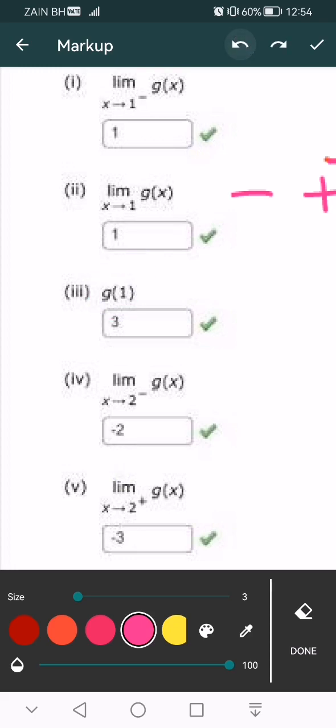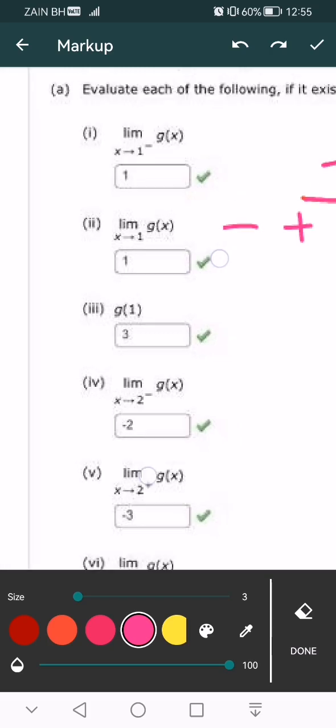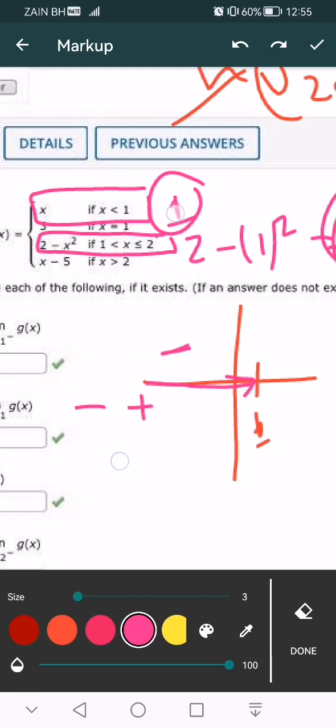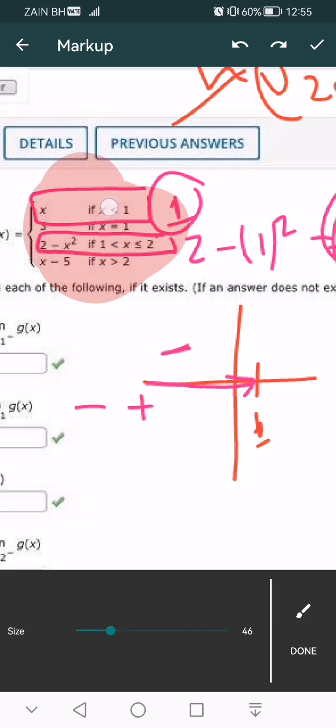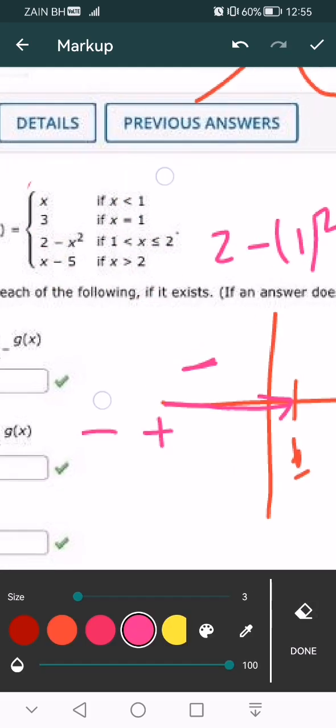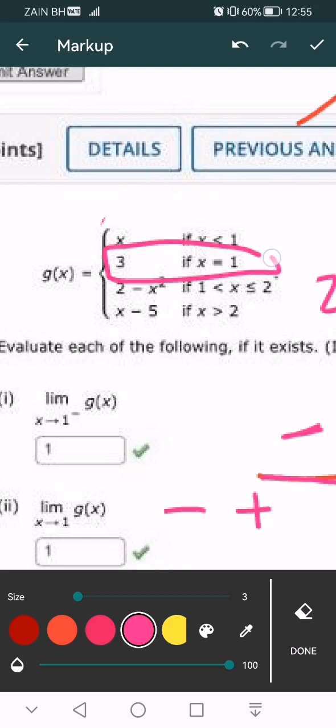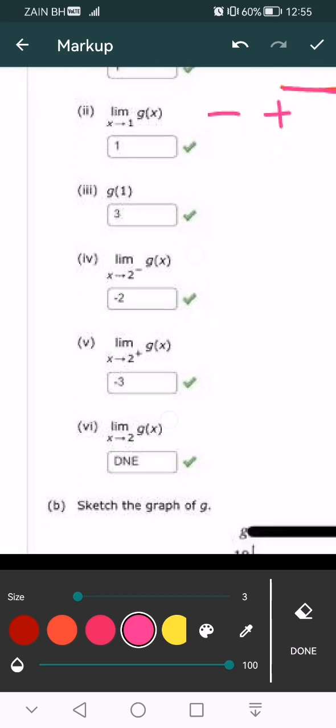I see limit and x, and g of 1 here. G of 1 means at 1, meaning x is equal to 1. Equal, not approximate, not approach, not less, not greater, it is equal. So what is the value of g of x at 1? When you see it, it is the direct straightforward function. X is equal to 1, the value is 3, so the value at 1 is 3.